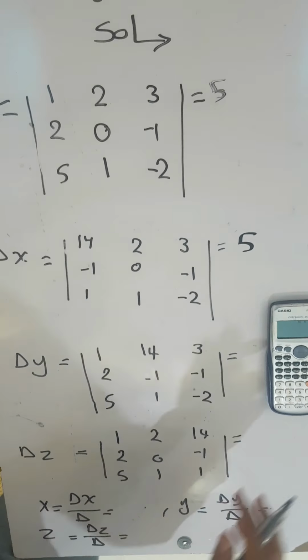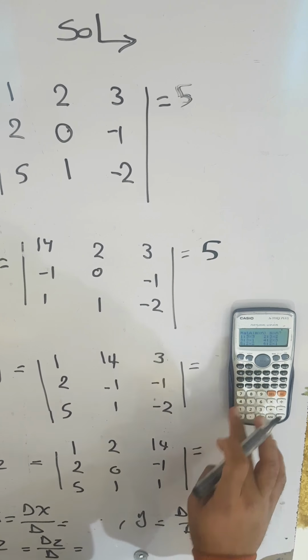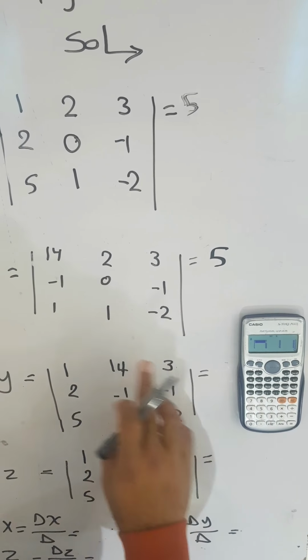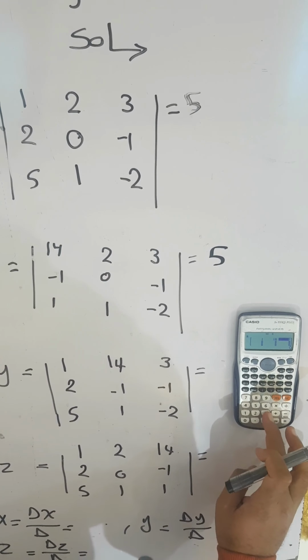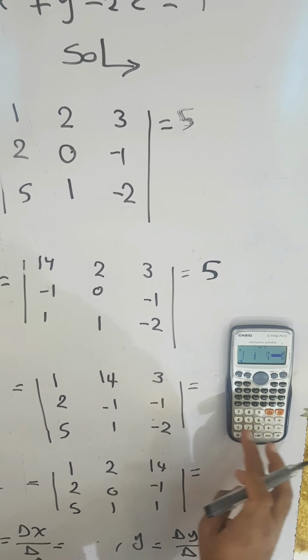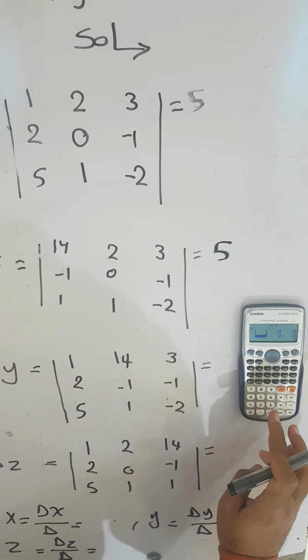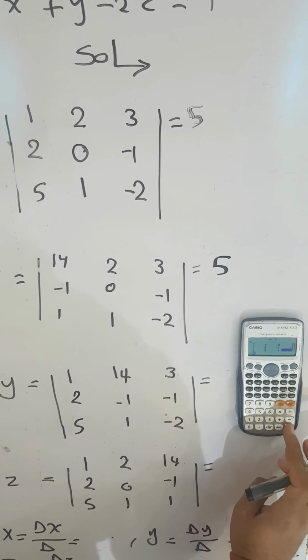Delta y. Mode 6, 1, 1. Elements of y: 1 equal, 14 equal, 3 equal, 2 equal, negative 1 equal, negative 1 equal, 5 equal, 1 equal, negative 2 equal.